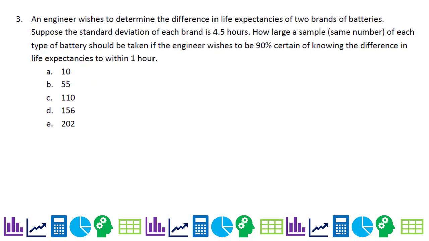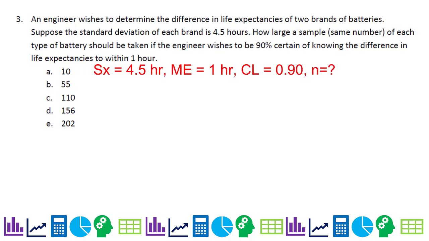Number 3, an engineer wishes to determine the difference in life expectancies of 2 brands of batteries. Suppose the standard deviation of each brand is 4.5 hours. How large a sample, same number of each type of battery, should be taken if the engineer wishes to be 90% certain of knowing the difference in life expectancies to within 1 hour. So here's all the data that I wrote down. We have our standard deviation for the sample, our margin of error, our confidence level, and we're trying to figure out n.